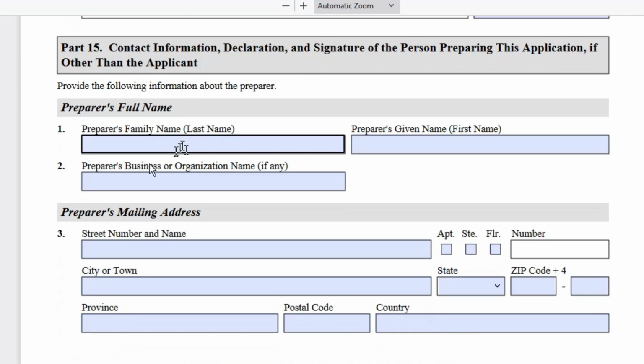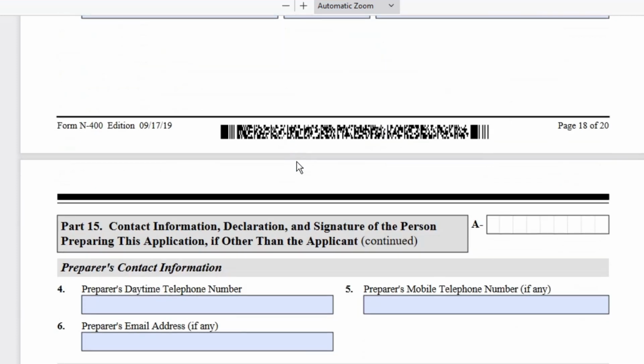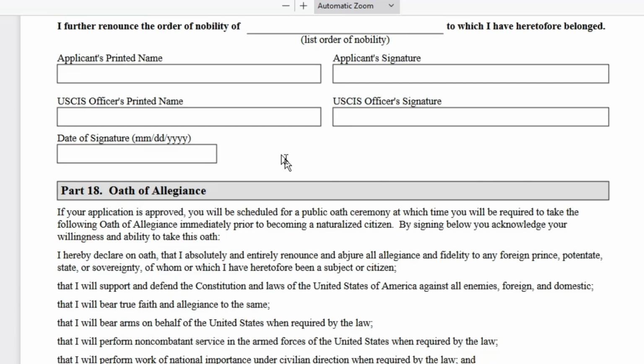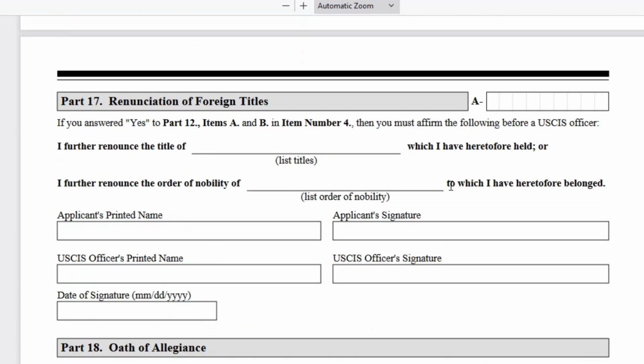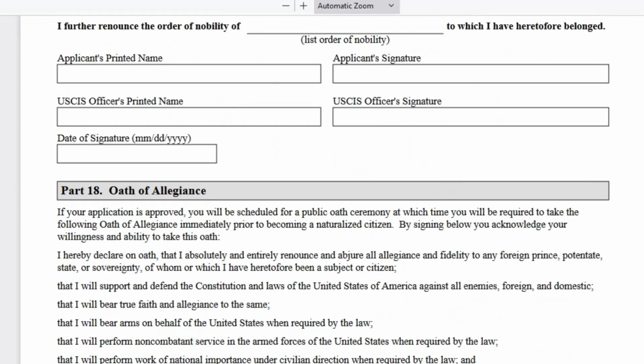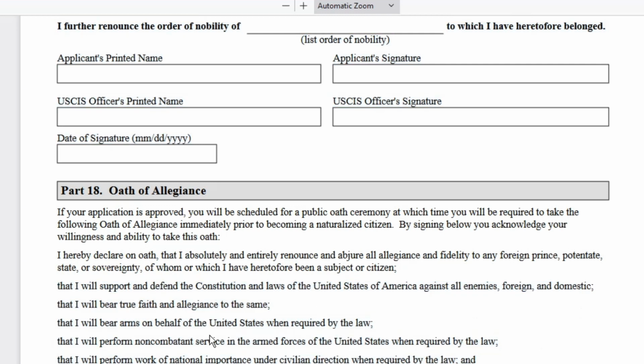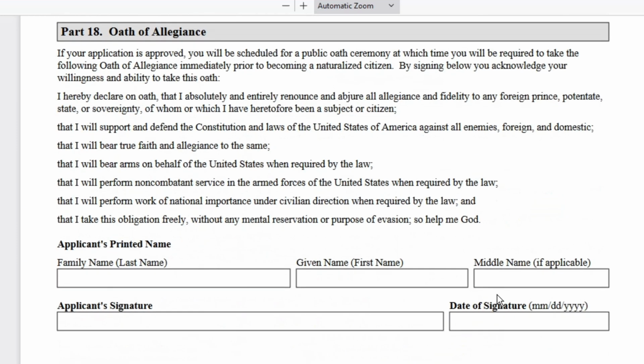And now here is for us, for lawyers. If we prepare that, we're going to put the G-28, etc. And this is our phone number, etc. And then registration of foreign titles. If you're a prince, a king, or something like that, you have to give that up. Then you're going to sign that you accept to take the full oath of allegiance. You understand it, and you will support the United States, etc. And you have to sign here.